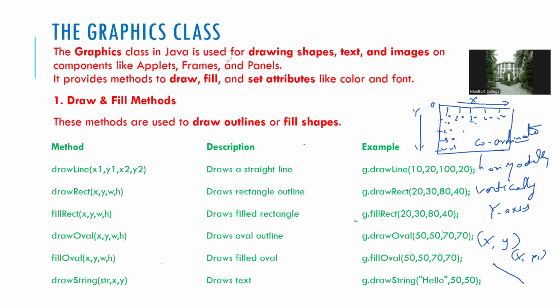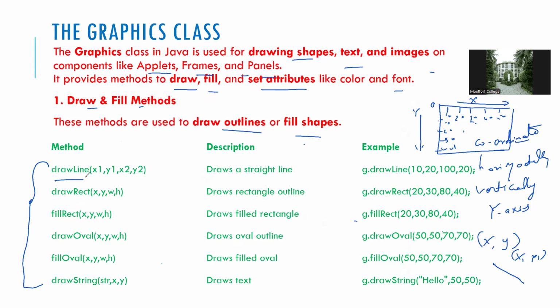So the Graphics class in Java is used for drawing shapes, text, and images, on components like applets, frames, and panels. It provides draw methods, fill methods, and methods to set attributes like color and font. So draw and fill methods are used to draw outlines or fill shapes. So here I have some methods.